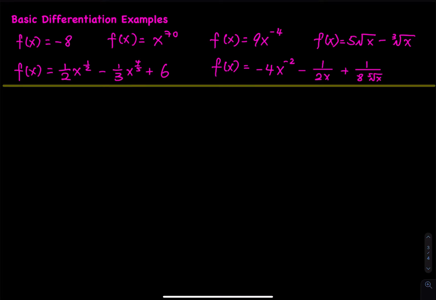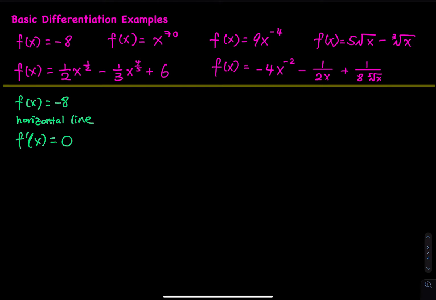Let's find the derivative of this function. The first function is f of x equals -8. That is just y equals -8. So let's copy the problem. f of x is equal to -8. So this is a horizontal line. What is the slope of a horizontal line? The slope is equal to 0. So as a result, f prime of x is equal to 0.